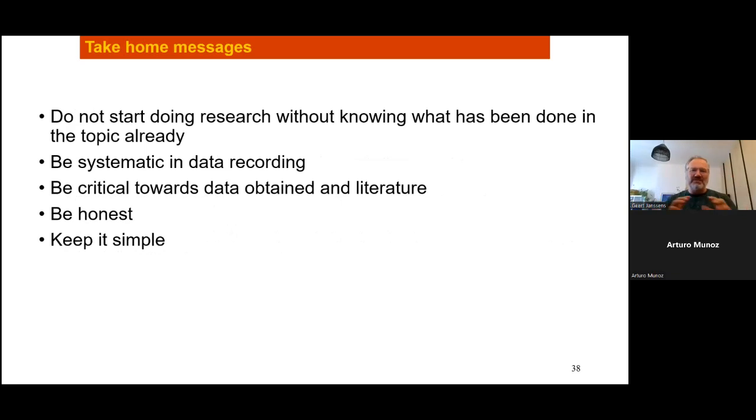So some take-home messages here. Do not start doing research without knowing what has been done in the topic already. Literature review is really important here. Be systematic in data recording. Be critical about the data you record and how you interpret it. Be honest.